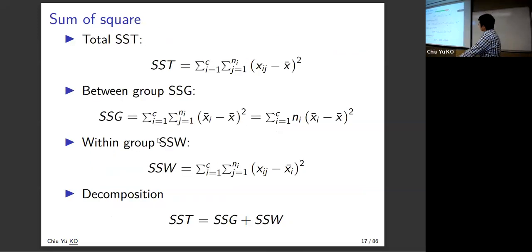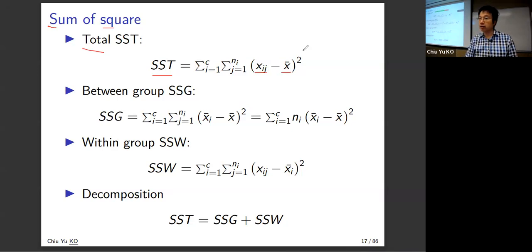Now, to do it, we have to do some math. You probably don't need to worry about the formula, but you need to know what they are. That's important. The first one is called sum of square total, SST. Usually you call it sum of square total, that's why SST. What does that mean? It means that you look at each observation minus the grand mean, right?